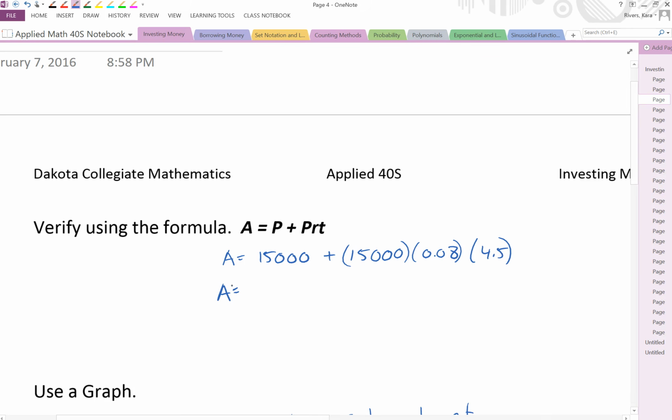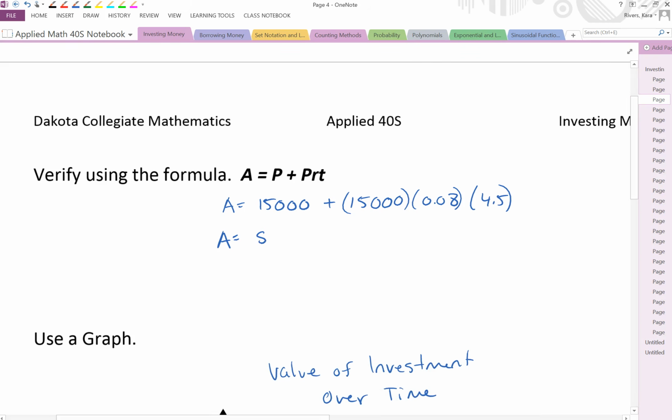Okay, so if we take that and put that in our calculator, we do in fact get the same value of 20,400. And you can go ahead and check that with your calculators as well to make sure that we're getting the same amount.